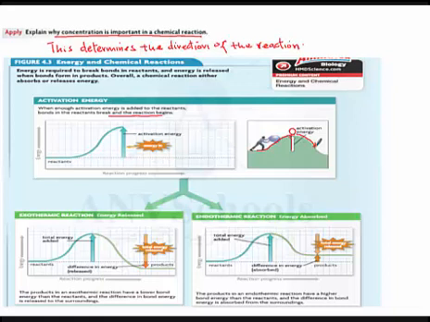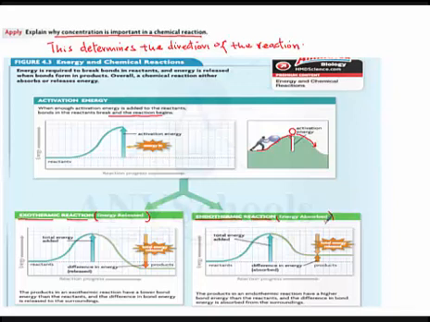Reactions can be categorized into two types, depending on what they do. There are exothermic reactions, which release energy. Then we have endothermic reactions, where energy is absorbed.